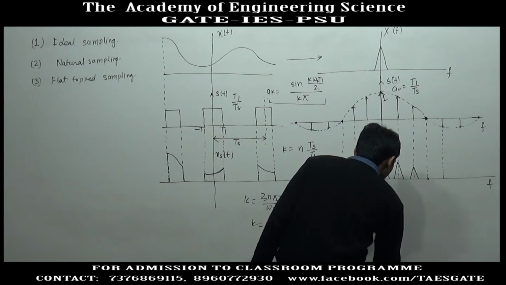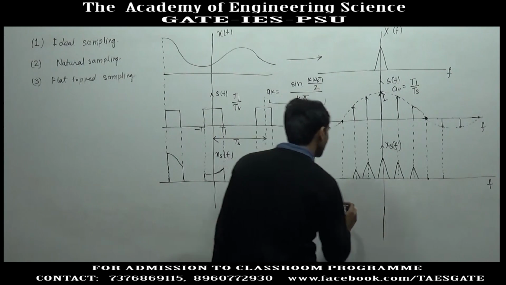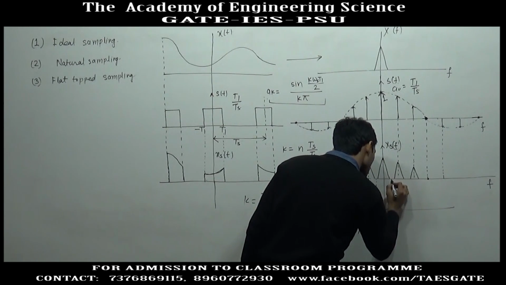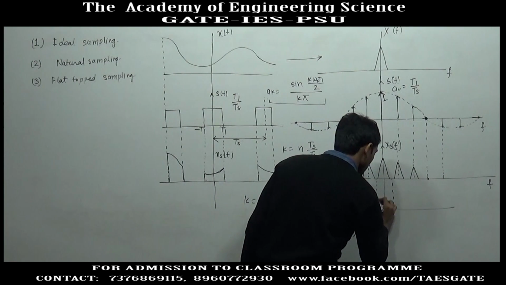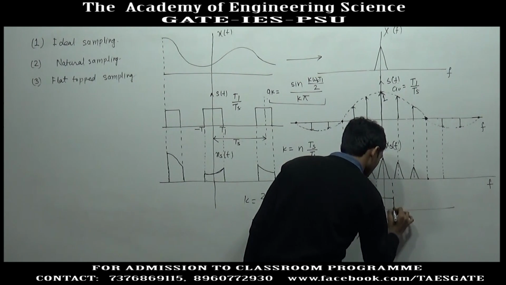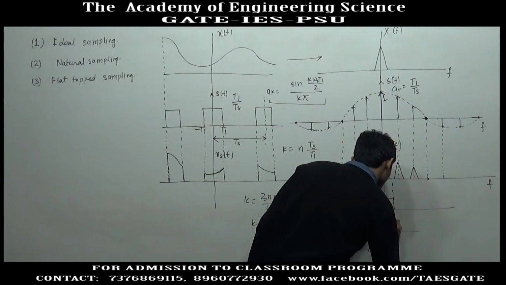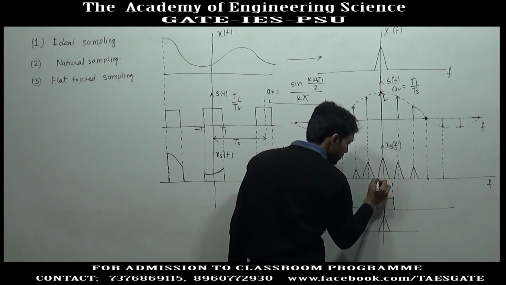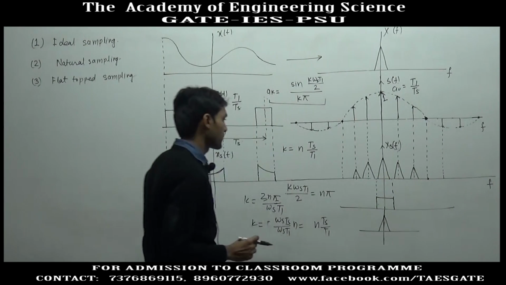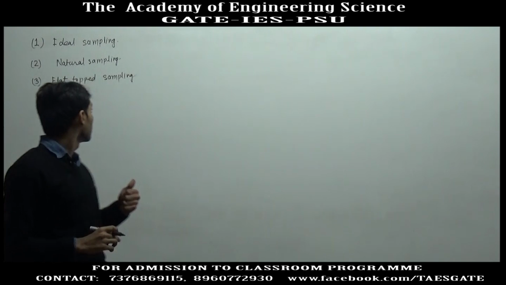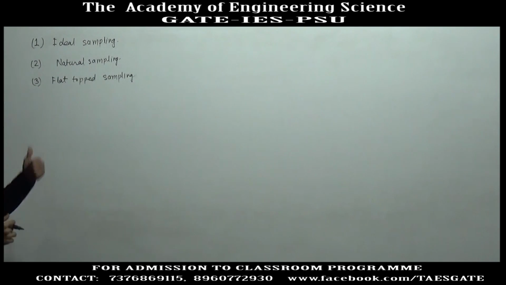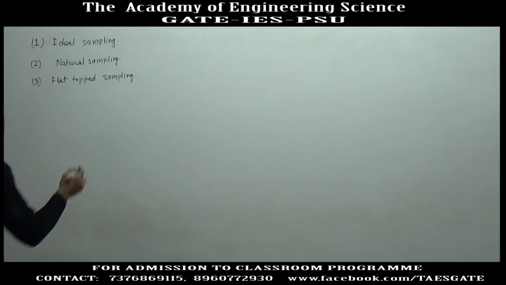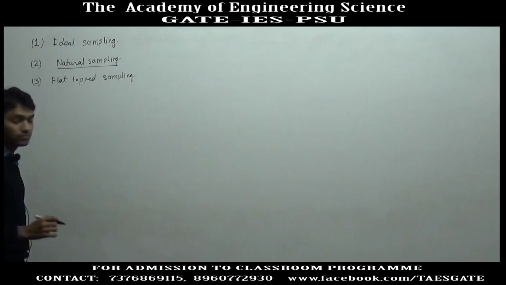Now, if we want to extract the original signal, we can use a filter here. If we set the cutoff frequency of the filter like this, we get back the original signal. This way sampling can be done. Next, we are going to study flat top sampling, but before that, we will solve a question which came in GATE and which was based on natural sampling.